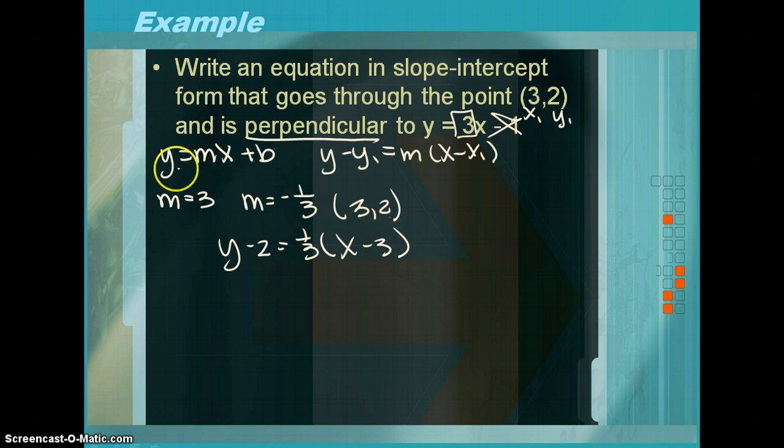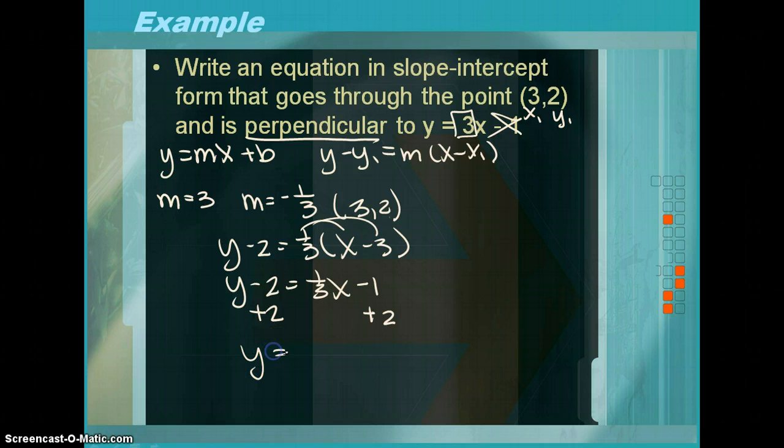This is again not the correct formula. We want y is equal to mx plus b. So we're going to distribute the 1/3 and get y minus 2 is equal to 1/3 x minus 1. Add 2 to both sides, and you're going to get y is equal to 1/3 x plus 1. Okay, and that would be the final answer.